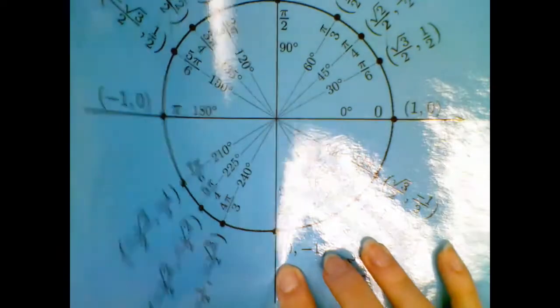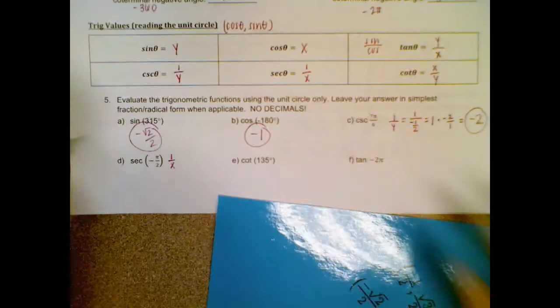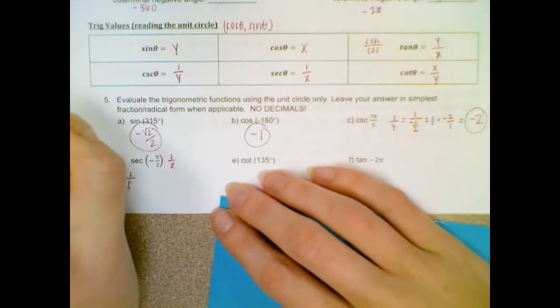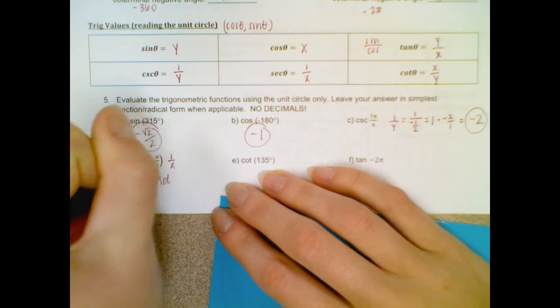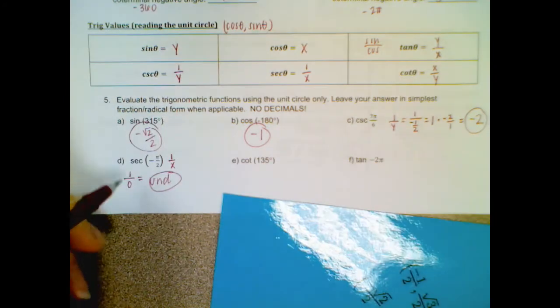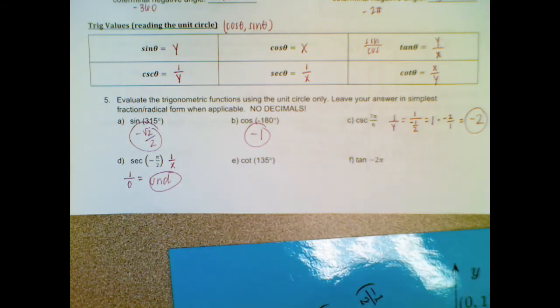And we are doing secant, so I need 1 over x. This x value is 0, so 1 over the x value is 1 divided by 0, which is undefined, okay? Remember, if 0 is on top, it equals 0, but if 0 is in the denominator, it's undefined. You can even type that in on your calculator, and you'll see that it says error, okay?